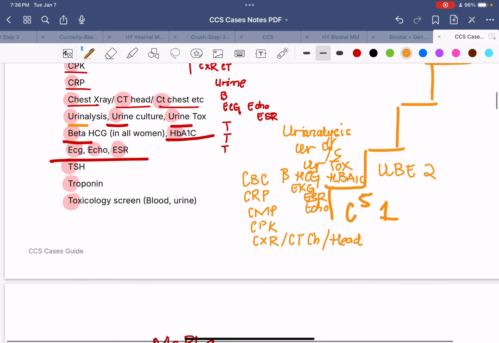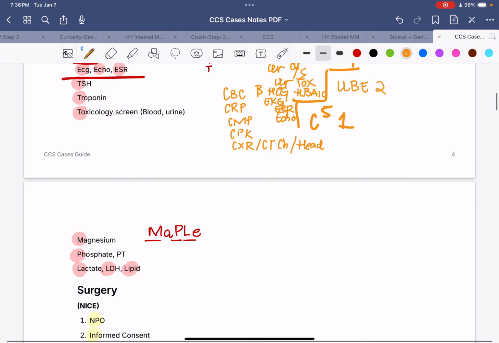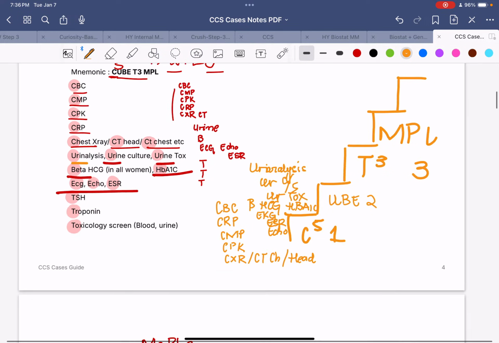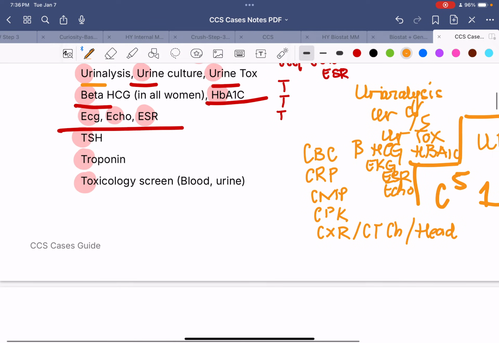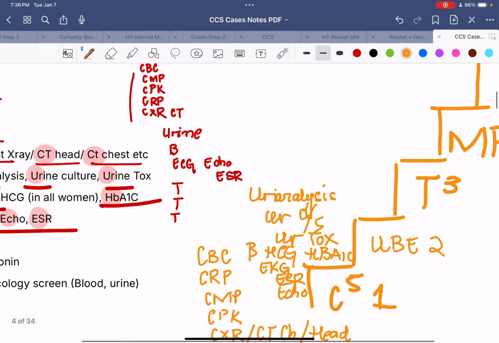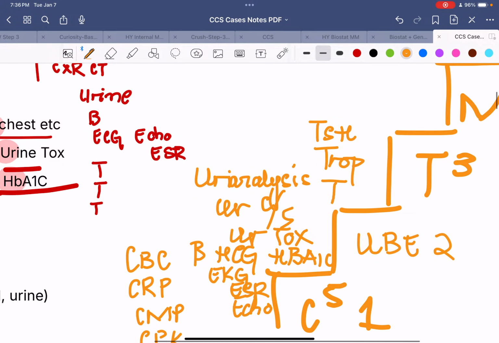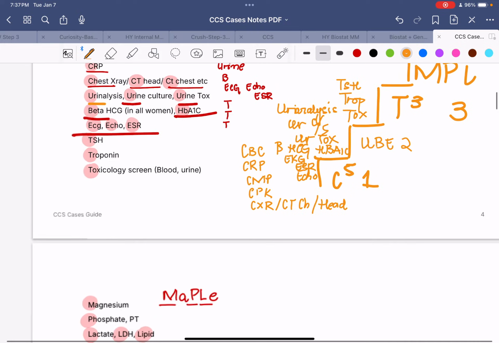And now we are going to move on to T3 and MAPLE. So this would be our step 3 and our step 4. Our step 3 would be T3, and MAPLE, that is MP and L, would be our step number 4. In the T3 we are going to do TSH, troponin, and toxicology screen. TSH for hypothyroidism, troponin for cardiac abnormalities, as well as toxicology screen in order to find out if the patient is intoxicated in some form.